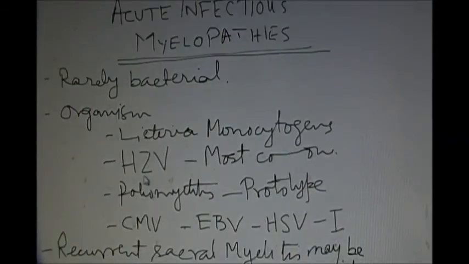Acute infectious myelopathy is rarely bacterial. The organisms involved are Listeria monocytogenes, herpes zoster virus, which is the most common cause of acute infectious myelopathy, and polio. Poliomyelitis is the prototype of this disorder. The other causes are CMV, cytomegalovirus, Epstein-Barr virus, and herpes simplex virus type 1. So the most common cause of acute infectious myelopathy is herpes zoster virus, and polio is the prototype.